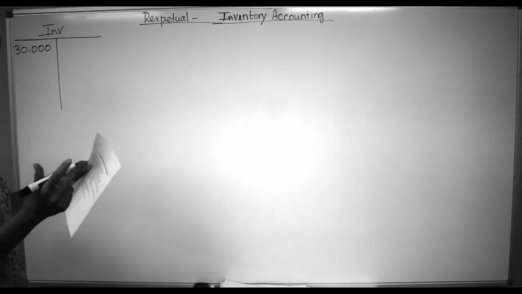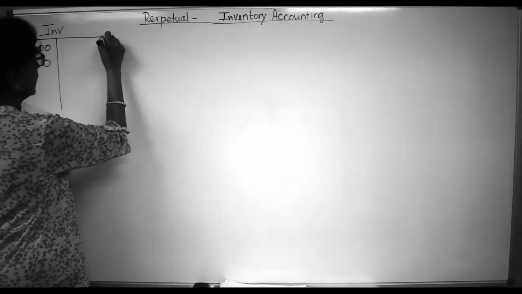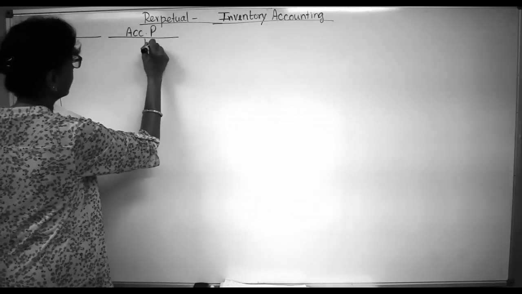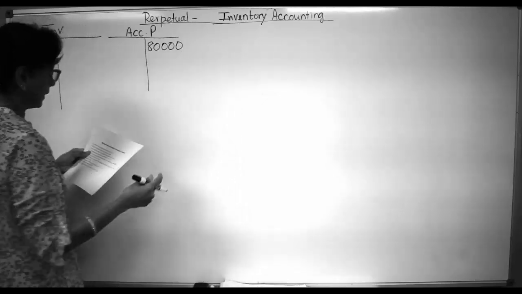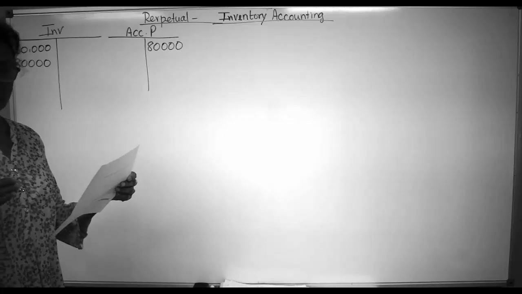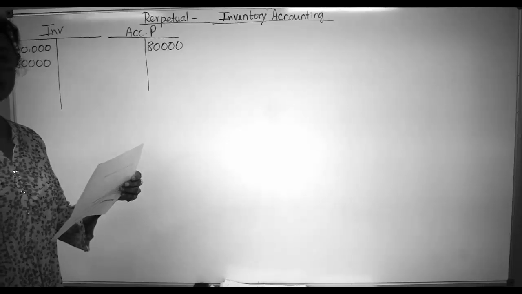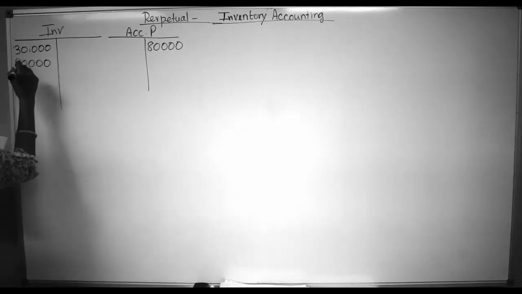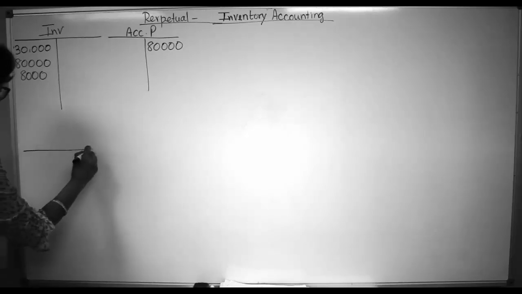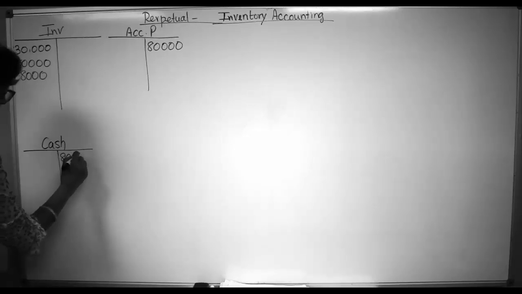The second transaction, on January 8th, company bought televisions for $80,000 and it also paid $8,000 for shipping. So here, you debit inventory for $80,000 and you credit accounts payable $80,000. And the company also paid $8,000 for shipping. In the perpetual system, the shipping cost to bring the inventory which you purchased goes into the inventory account. So you debit inventory for $8,000 and you credit cash $8,000.